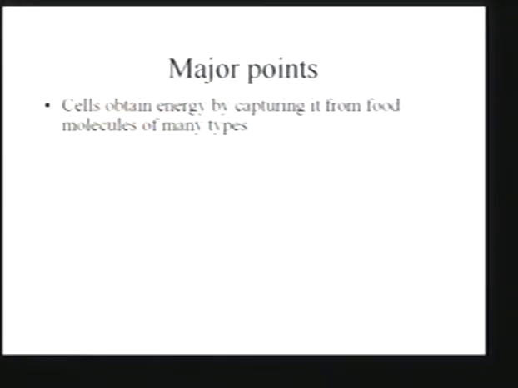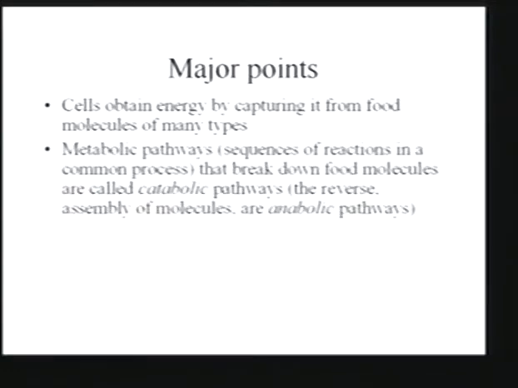So we start with Chapter 6, how cells harvest chemical energy, and we're primarily concerned with the mitochondrion here. Some of the major points are that cells obtain energy by capturing it from food molecules. We're talking specifically about animal cells and animal-like protists here. And indeed, fungi do the same thing. They cannot process sunlight, so they have to capture it from food molecules or from other sources. Right? That's the job of the mitochondrion.